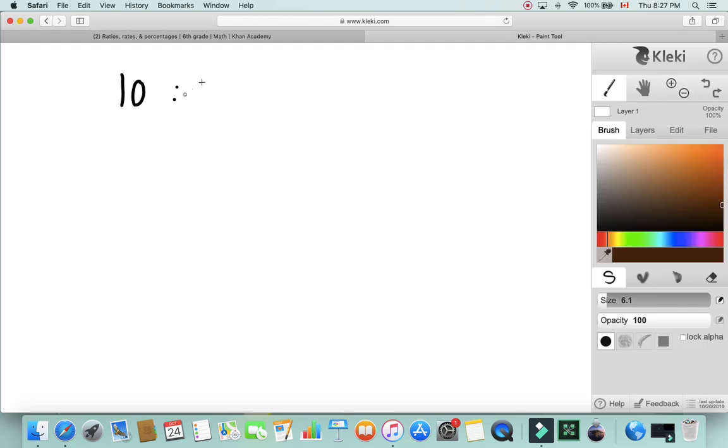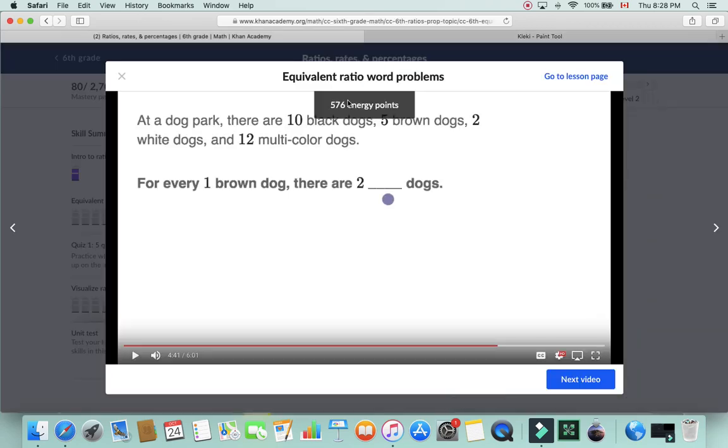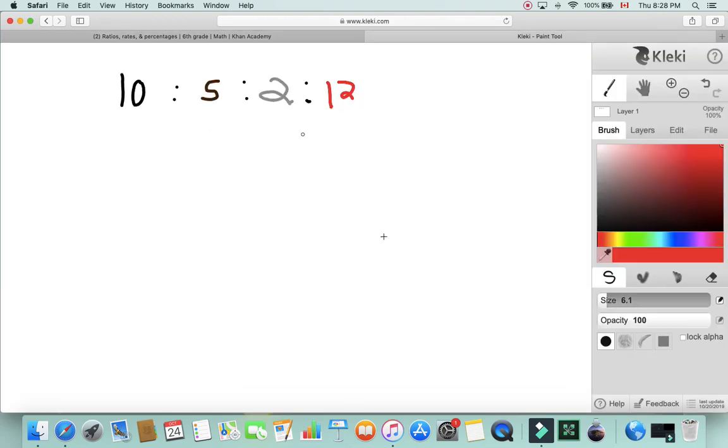Okay, there were five brown dogs. Red for the multicolored. Two white dogs. Gray. And 12 multicolored dogs. For every one brown dog, there are two blank dogs. So what type of dog is it?